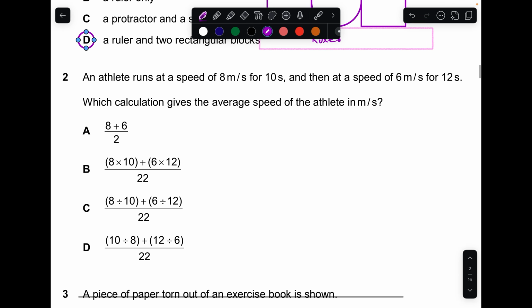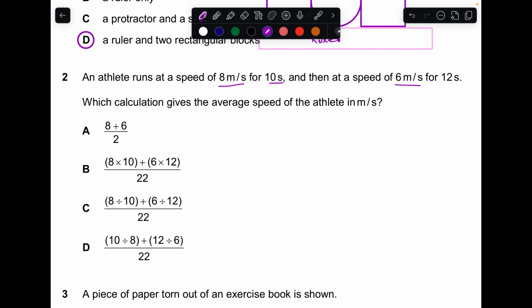In question 2, an athlete ran at a speed of 8 meter per second for 10 seconds and then at a speed of 6 meter per second for 12 seconds. Which calculation gives the average speed? So for the average speed, the relation is total distance divided by total time.